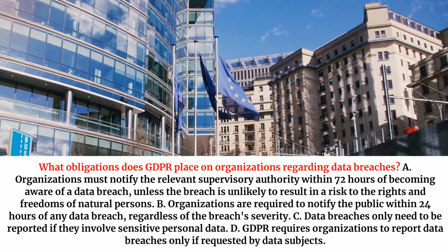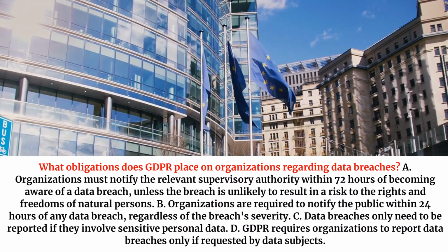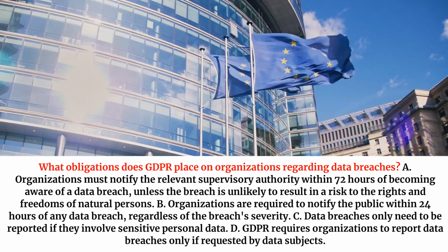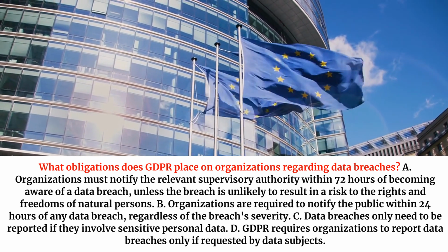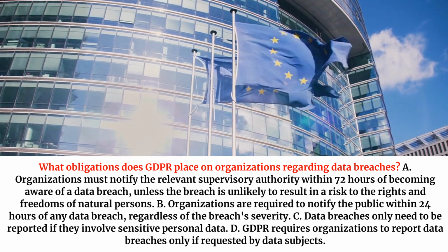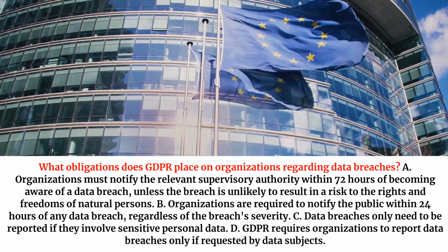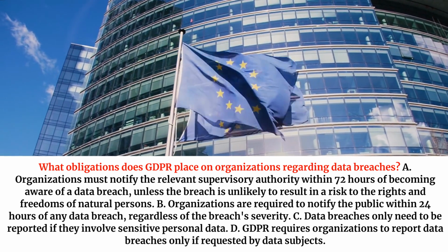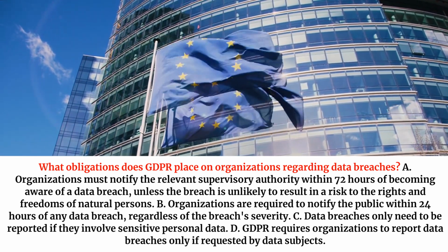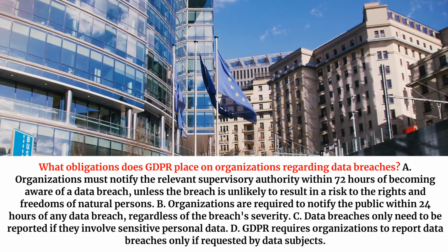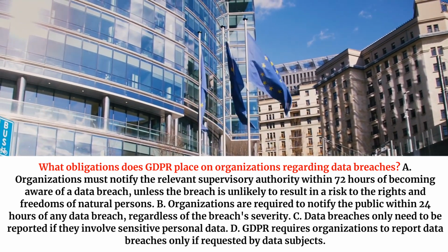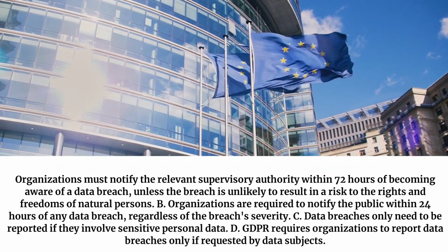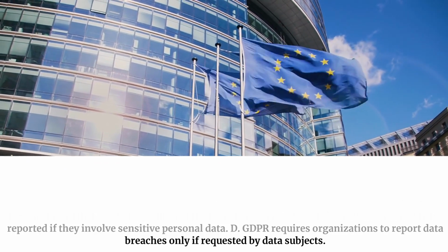What obligations does GDPR place on organizations regarding data breaches? A. Organizations must notify the relevant supervisory authority within 72 hours of becoming aware of a data breach, unless the breach is unlikely to result in a risk to the rights and freedoms of natural persons. B. Organizations are required to notify the public within 24 hours of any data breach, regardless of the breach's severity. C. Data breaches only need to be reported if they involve sensitive personal data. D. GDPR requires organizations to report data breaches only if requested by data subjects.